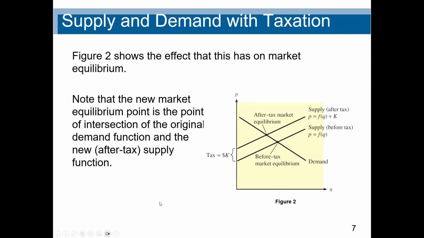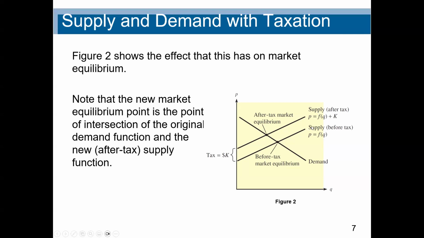The following figure also shows the effect that taxation has on a market equilibrium. We should know that the new market equilibrium point is the point of intersection of the original demand function and the new after-tax supply function. So here we have two supply functions. One is before tax, P equals f of Q. Again, Q is our quantity and P is the price.